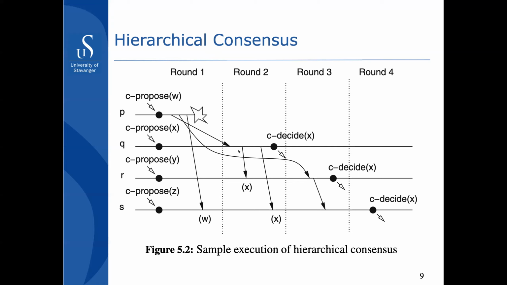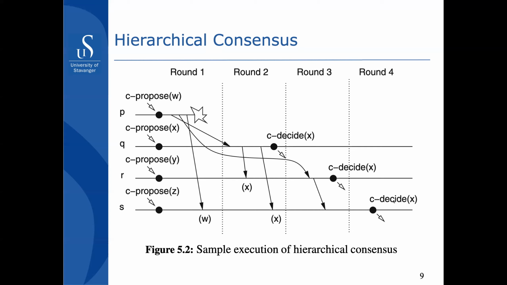And process Q is sending the value X out, and since it decided this value and it's not crashed, then the other processes all decide X in their round.